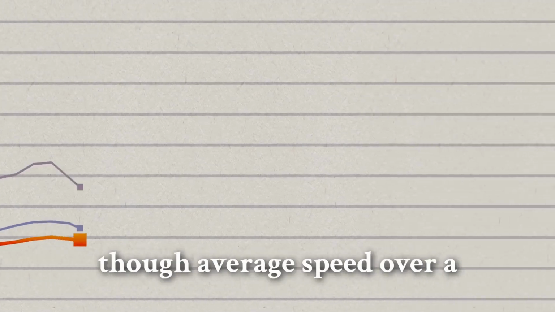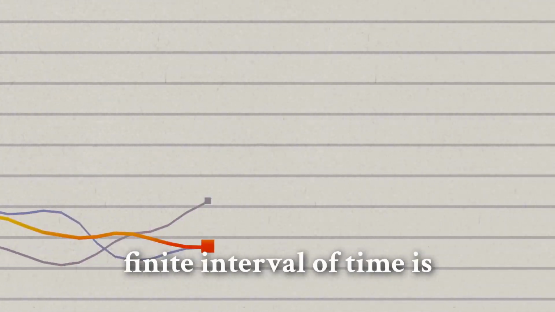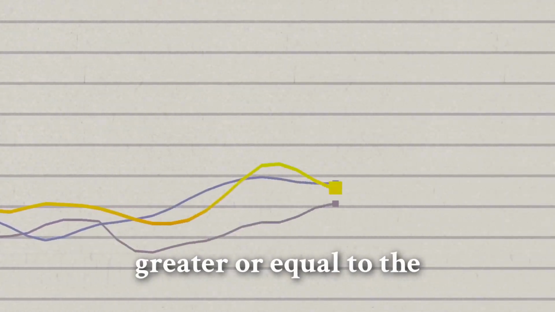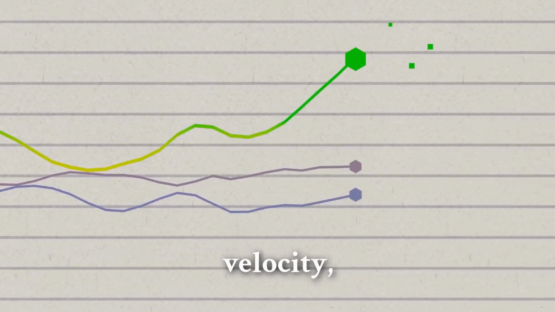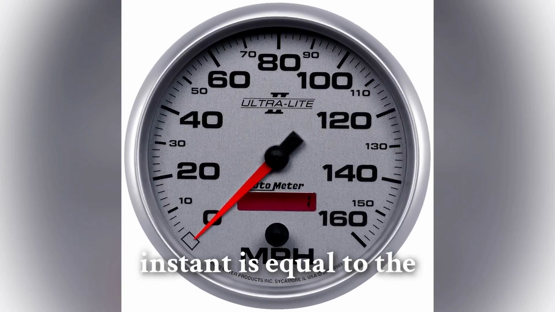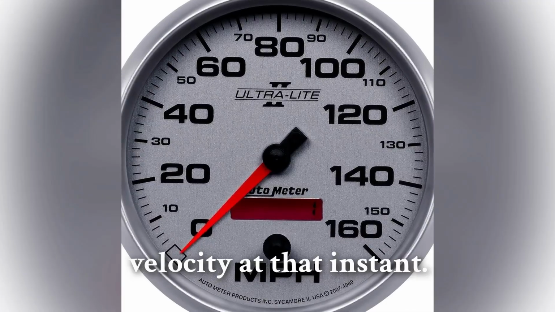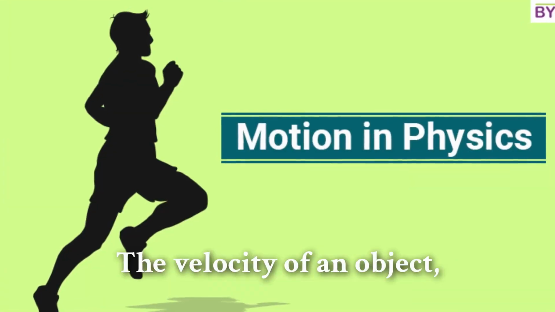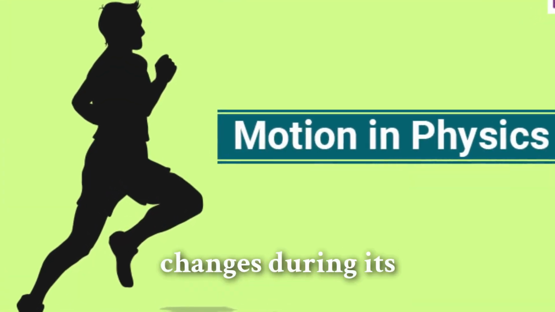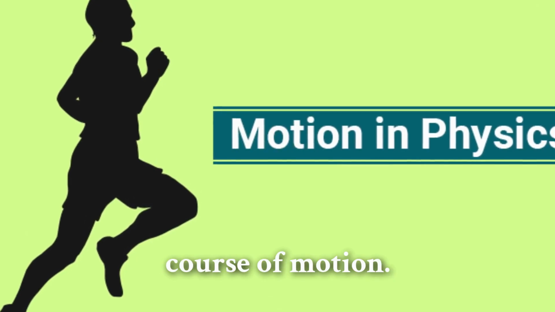It should be noted that though average speed over a finite interval of time is greater than or equal to the magnitude of the average velocity, instantaneous speed at an instant is equal to the magnitude of the instantaneous velocity at that instant. The velocity of an object, in general, changes during its course of motion.